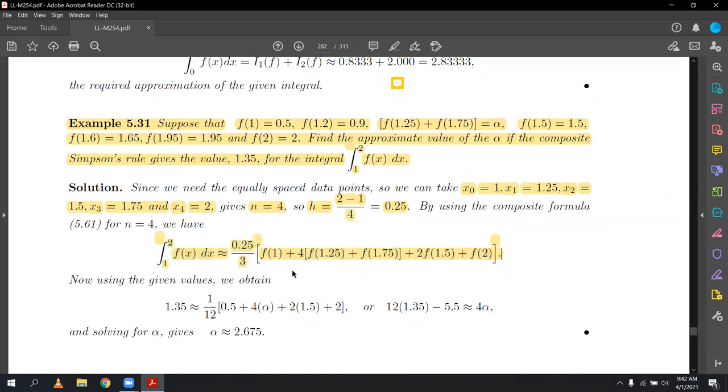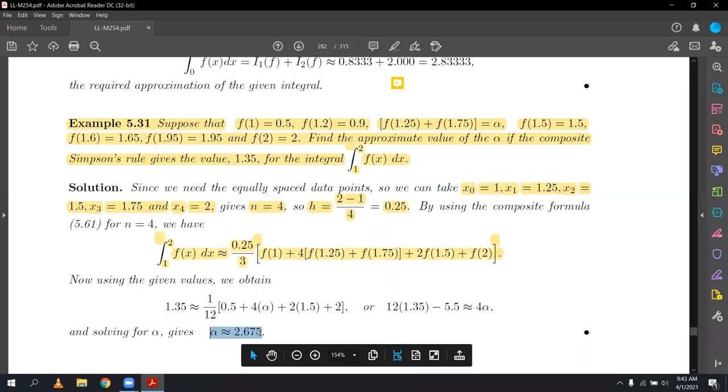And then we know the value of this integral is given by the teacher, 1.35. And 0.25 divided by 3 is 1 over 12. F of 1, teacher gave you 0.5. And F of 1.25 and F of 1.75, they're given alpha. So this becomes 4 alpha plus 2. F of 1.5 is given what? It is 1.5. F of 2 is given what? It is 2. So you write the information here and simplify for the alpha. And inshallah, you will get the answer.